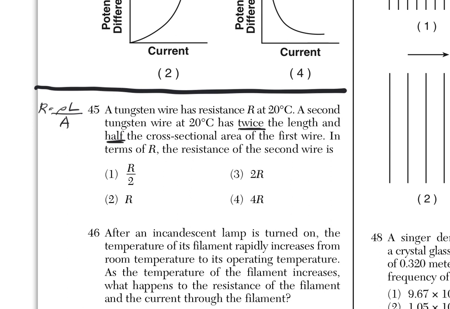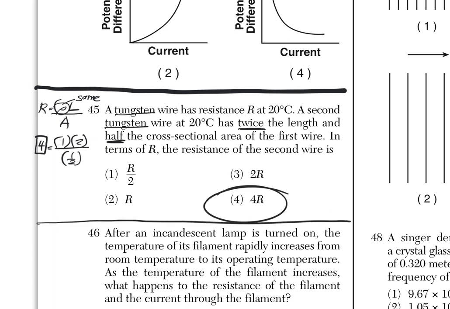They're both made of tungsten, and so the resistivity is going to be the same. But we have twice as much length and half the cross-sectional area. And so we wind up with 2 divided by a half, which is the same as 2 times 2, which is 4 times the resistance. And so the second wire is going to have 4 times the resistance of the first wire, choice 4.